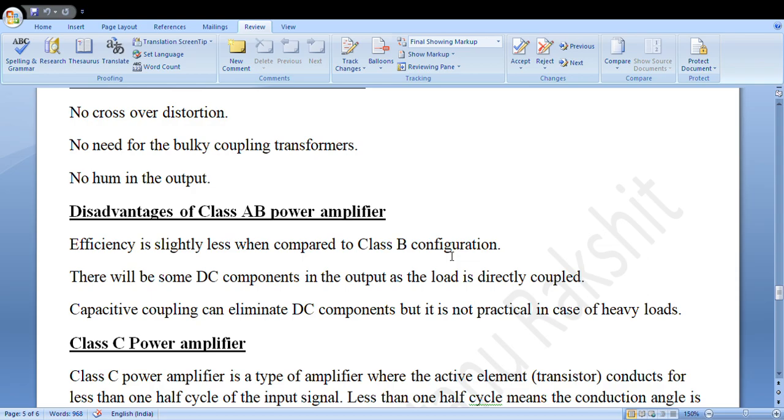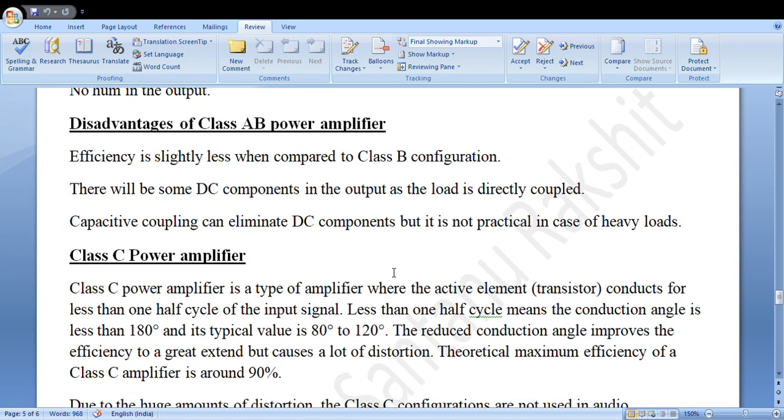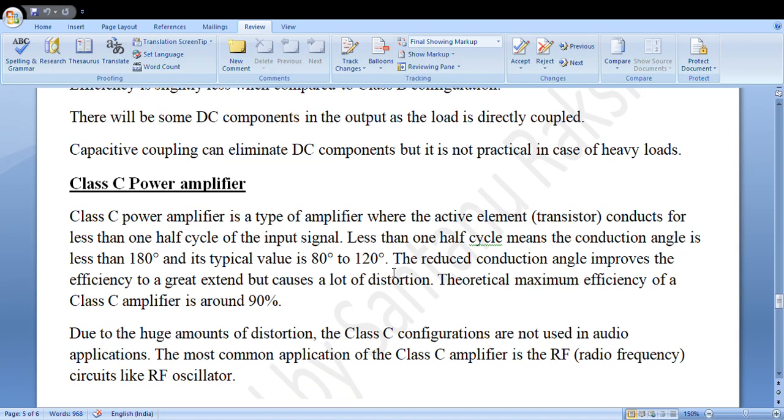The disadvantages are that the efficiency is slightly less compared to the class B amplifier. Of course, you need to trade that off, but there are other advantages like good fidelity. There will also be some DC components present in the output as the load is directly coupled. If you use capacitor coupling, that can eliminate the DC components in the output, but it is not practical in the case of heavy loads. So some amount of DC component remains present in the output of class AB amplifiers.